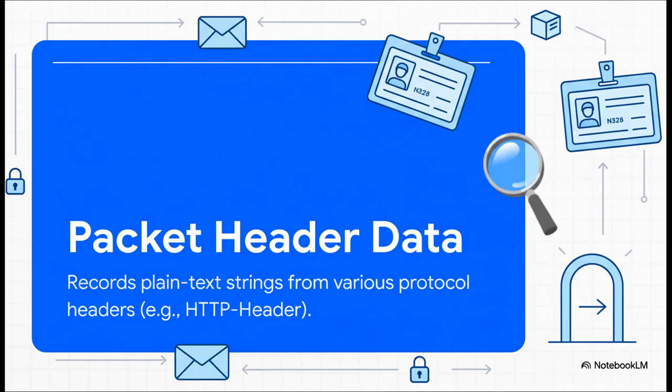Next up, we've got packet header data. So if full content was that 4K video feed, think of this more like taking a super clear, high-res photo of everyone's ID badge as they walk in the door. You're not recording their conversations, but you see who they are, where they're from, and where they're going. It's way less data, but still gives you some incredibly useful detail.